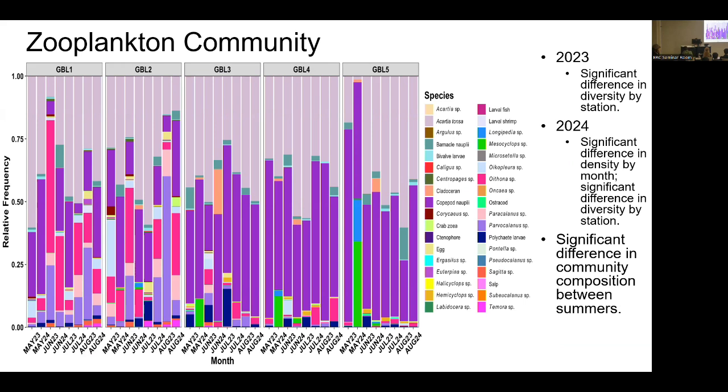So 2023, you can see clearly very much so at the lower bay stations, just visually more diversity. And that holds true as you move up through to the upper bay as well. And then specifically in 2024, I encountered some species that I had not seen before, which threw me for a loop for a bit.